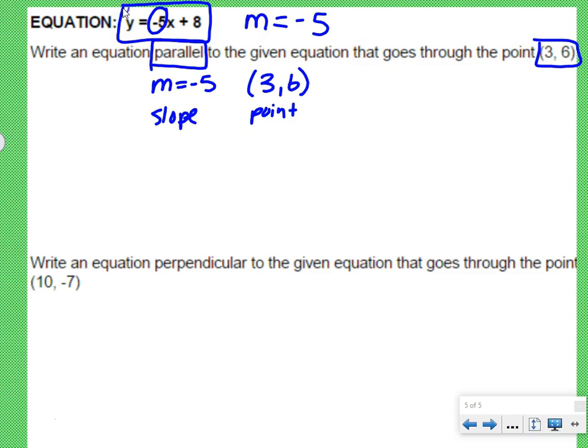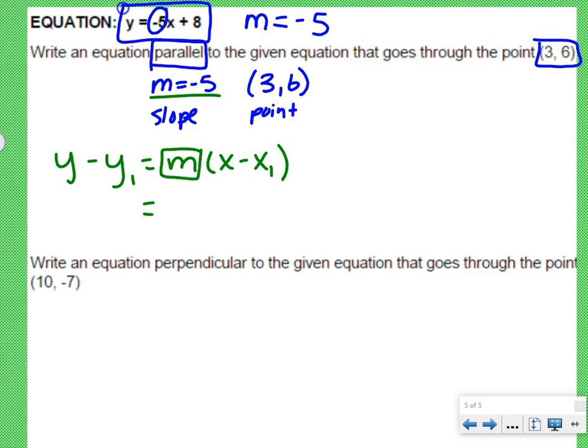So we can write y - y1 = m(x - x1). M is right here, -5. Our x1 and our y1 we're going to get from this point. This would be x1 and y1. So x1 would be 3, and over here our y1 would be 6.